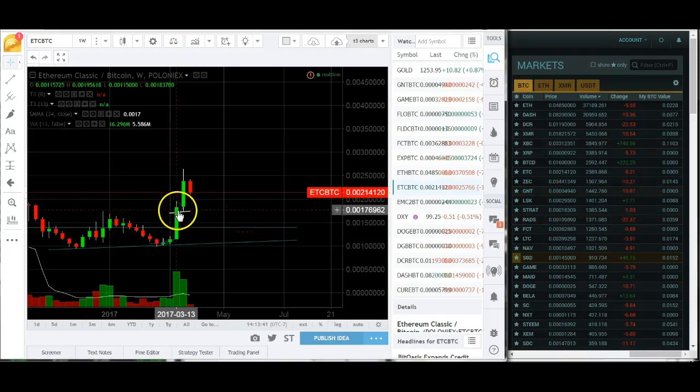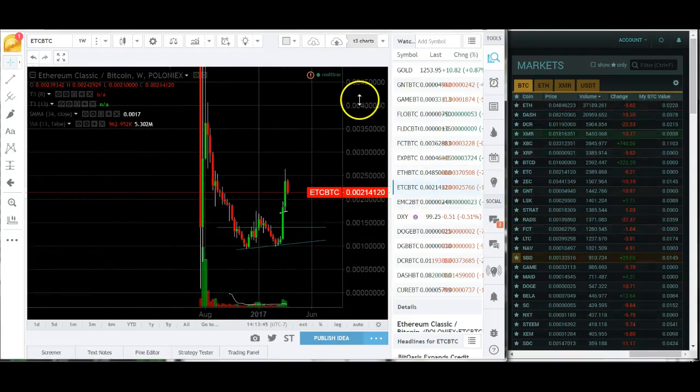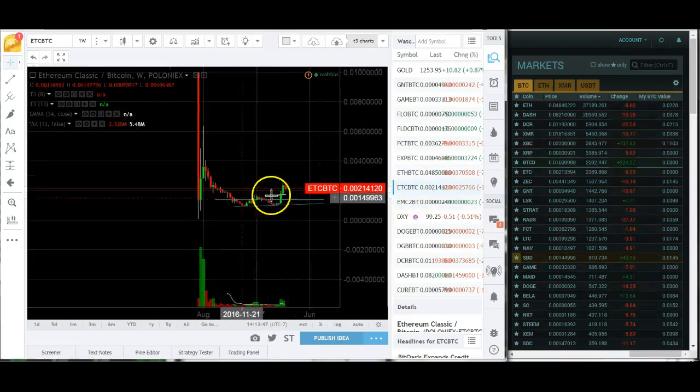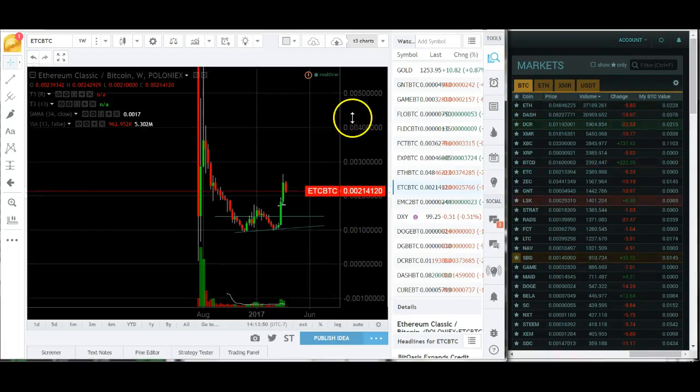So it broke that 34. The reason why the 34 is not elongated is because this is a new issue, and the 34 hasn't had any time to accumulate numbers.